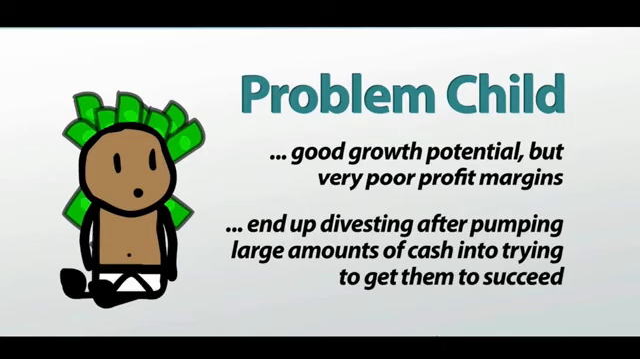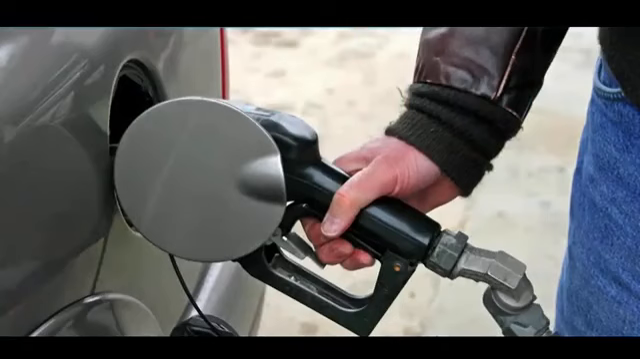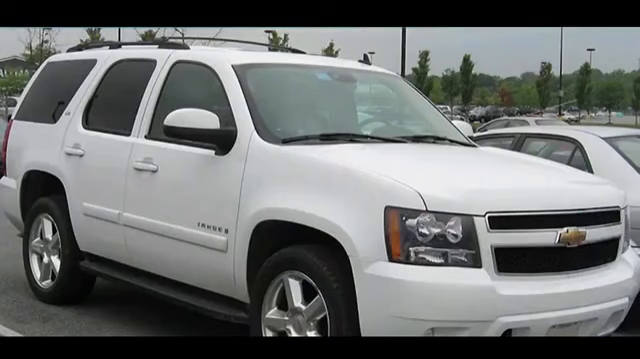to succeed. For example, when gas prices were low in the 1990s, very large SUVs sold out like hotcakes. Once gas prices hit close to $4 a gallon, those same cash cows became problem children.